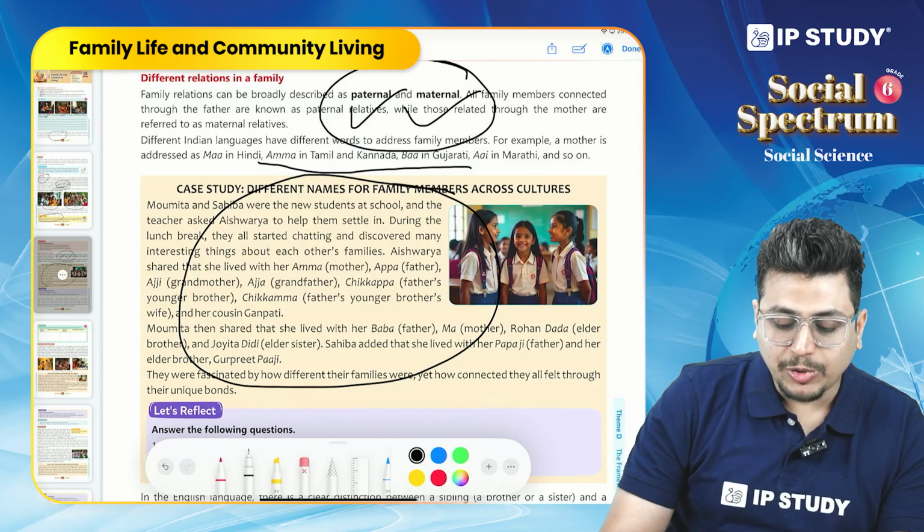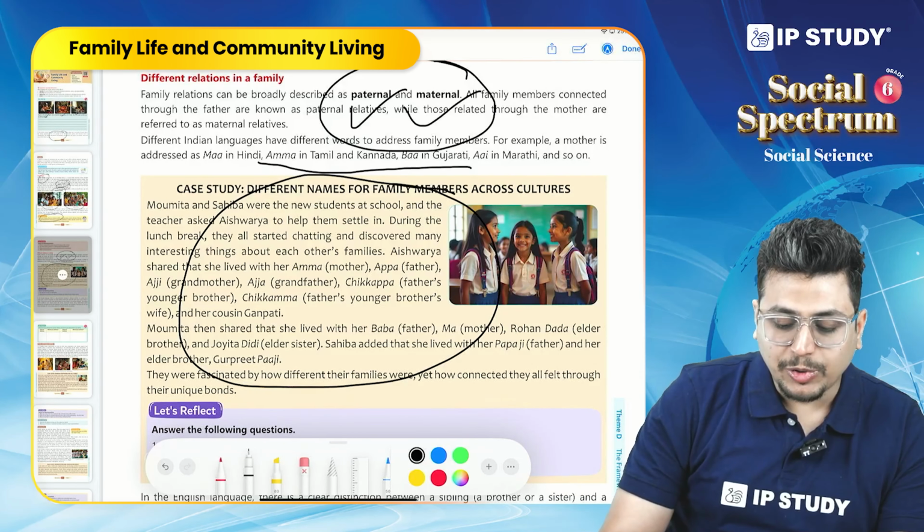Now children, do you know the difference between sibling and cousins? Well, a sibling is your brother and sister from your biological parents, basically your parents. And cousins are those brothers and sisters which are from your uncles and aunts. Now, interestingly, in our Indian languages, you will not find a separate name for siblings and cousins.